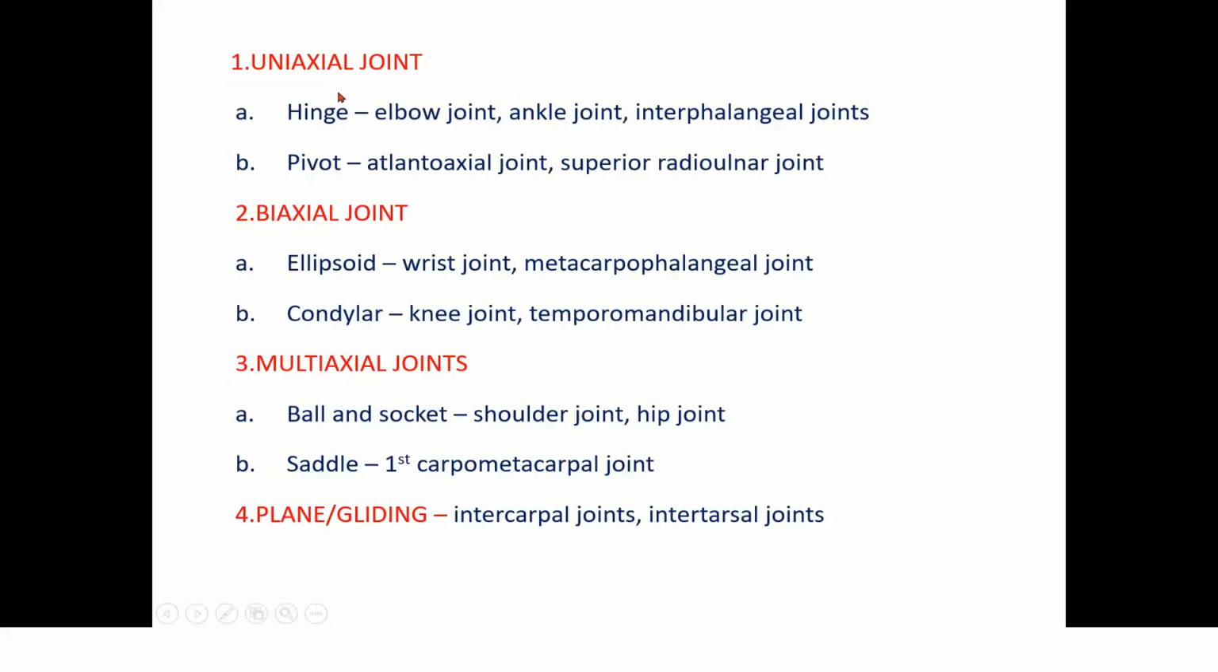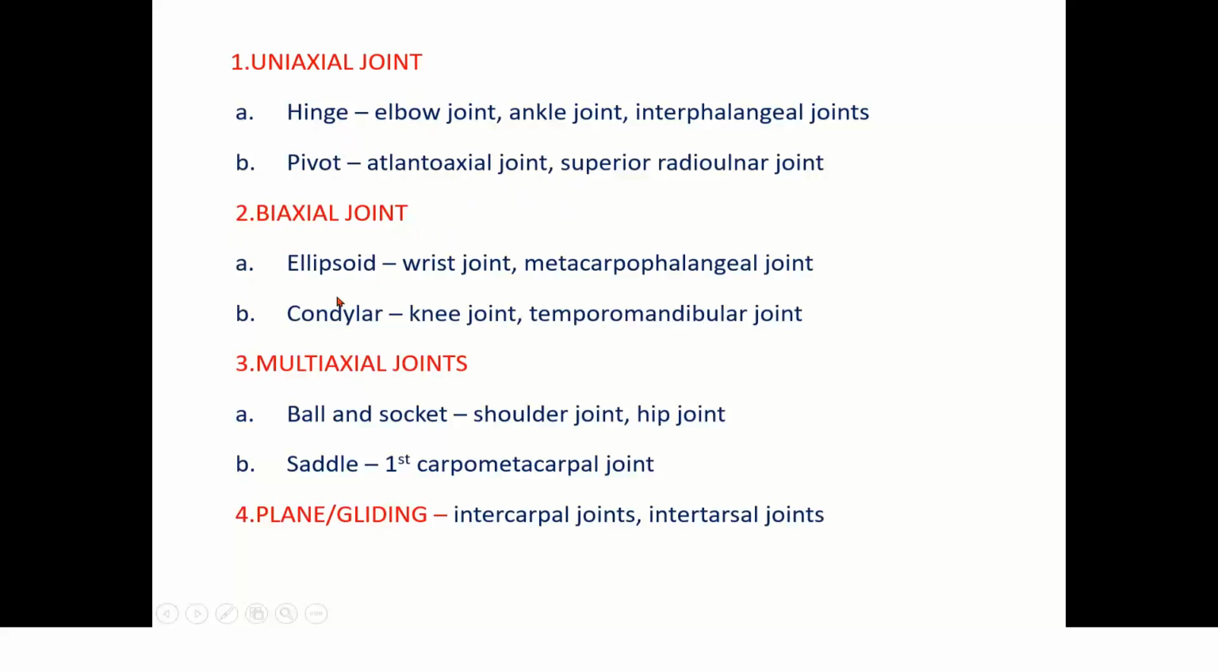Uniaxial joints are again classified into the hinge joint. Examples are the elbow joint, ankle joint and interphalangeal joints. In this hinge joint, there is only flexion and extension movement around the transverse axis. And the next one, the pivot joint, is the median atlantoaxial joint and superior radioulnar joint. In this, there is rotatory movement around a vertical axis. So there is only one axis which is helping in the movement in this hinge and pivot variety. That's why they are uniaxial joints.